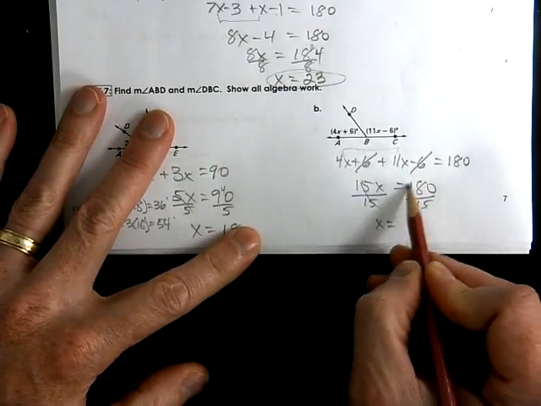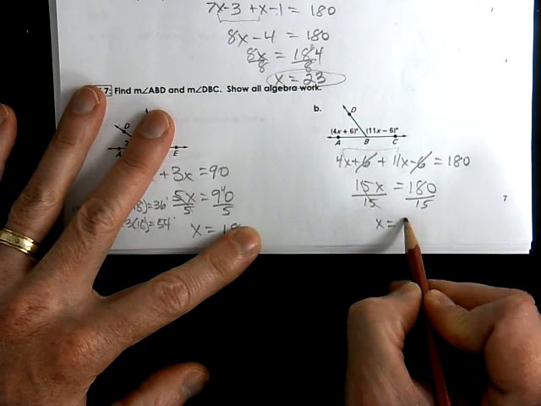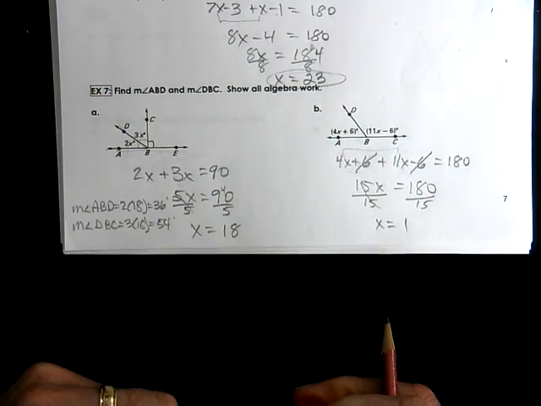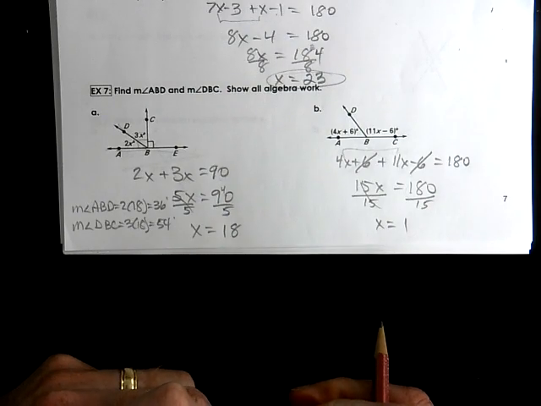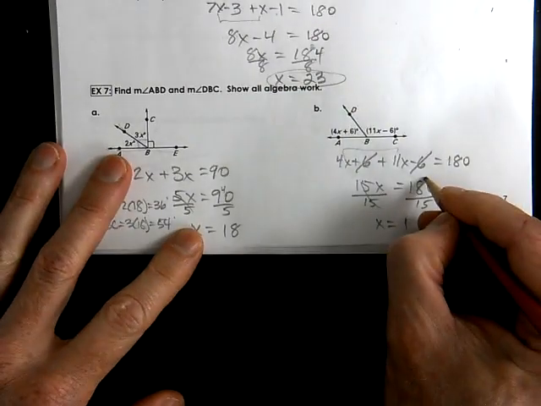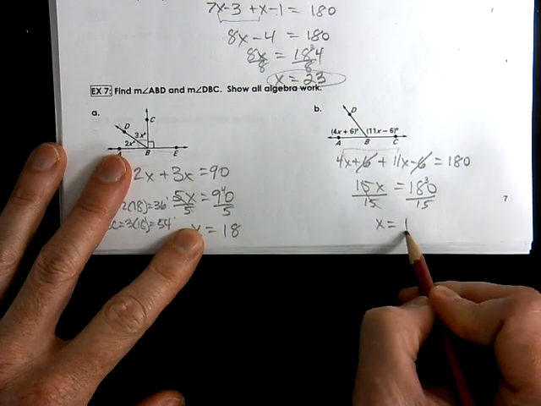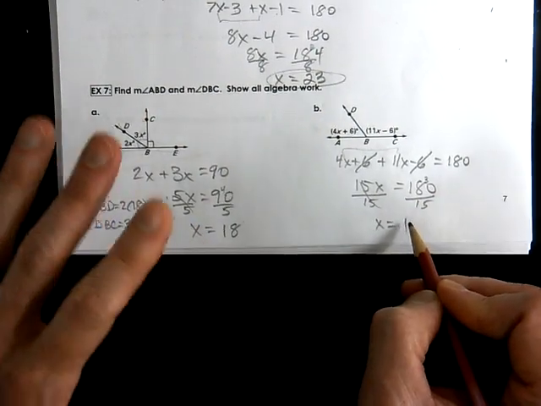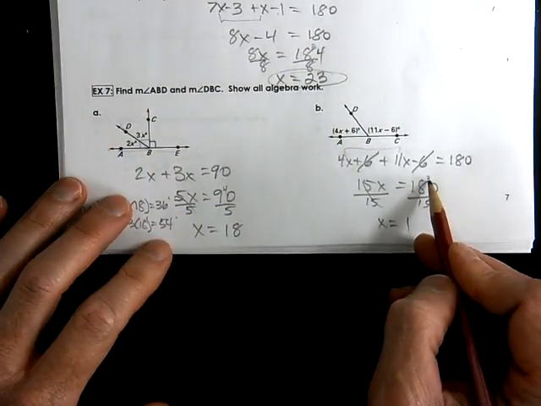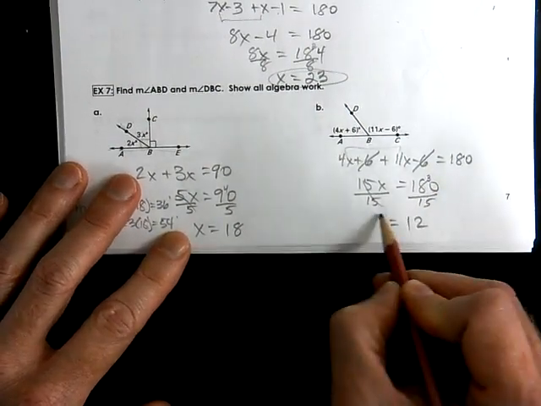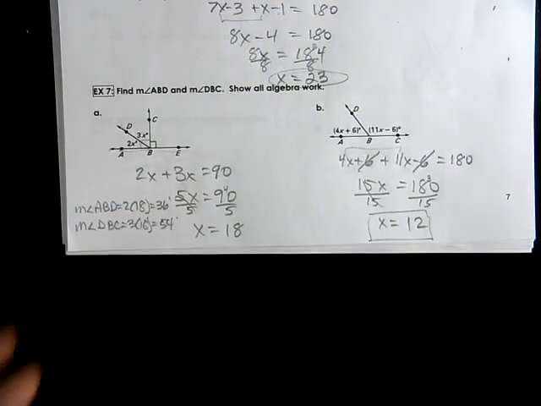15 goes into 18 one time with how much left over? We have 3 left over. 15 goes into 18 one time, which makes 15, 16, 17, 18. 3 left over. So 15 goes into 30 2 times. There we have it. You can do these calculations without a calculator.